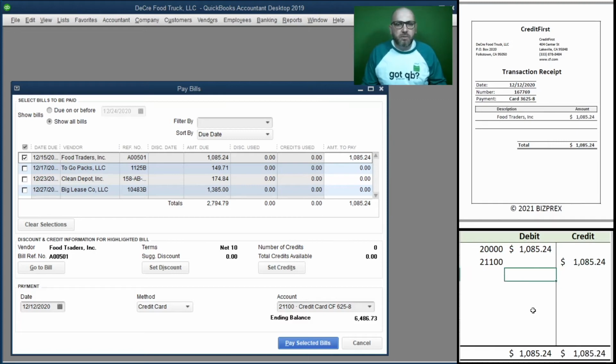Okay, so again, this account 21,100, right? It's going to be credited by this amount. And thus, this liability, this account will increase. What else is going to happen? We also know that this account, 20,000, accounts payable, will be debited. It will be reduced by this amount. So basically, this liability will go down, this will go up. So we're moving money from one liability to another. Okay, good to go.